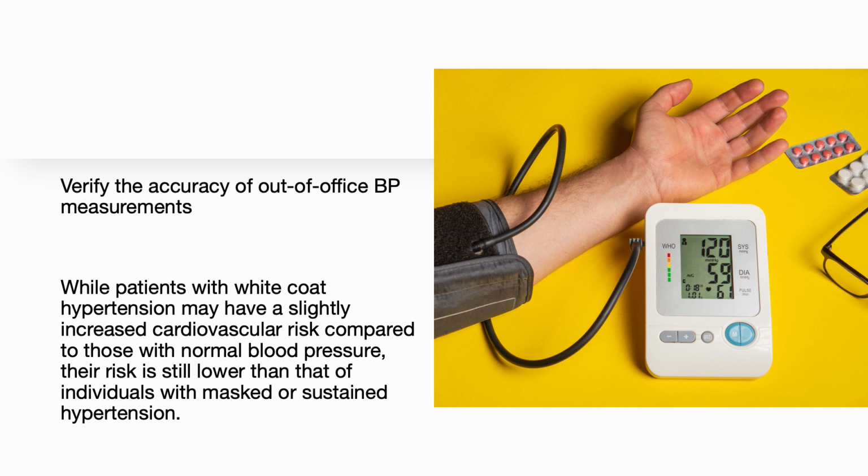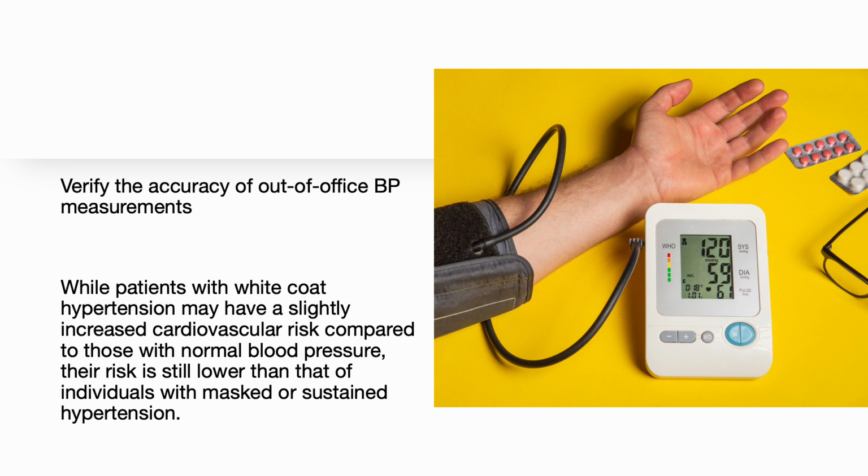Before confirming a diagnosis of white coat hypertension, it is important to verify the accuracy of out-of-office blood pressure measurements. This can be done by calibrating the patient's home blood pressure monitor against the office BP machine, or ideally by using ambulatory blood pressure monitoring.